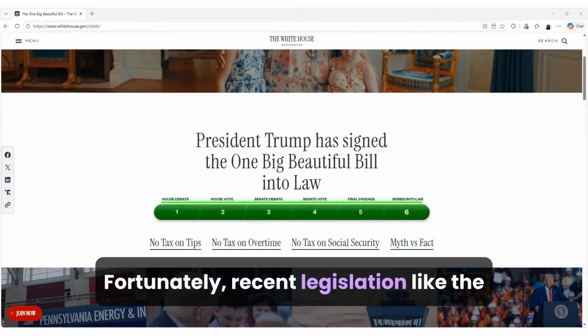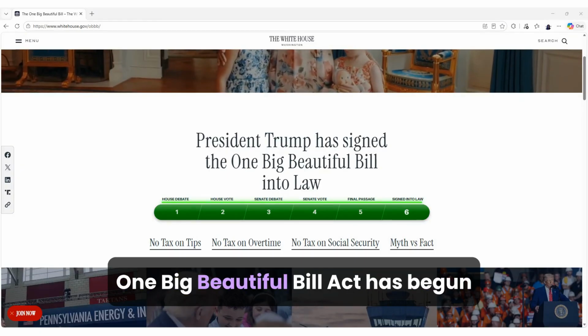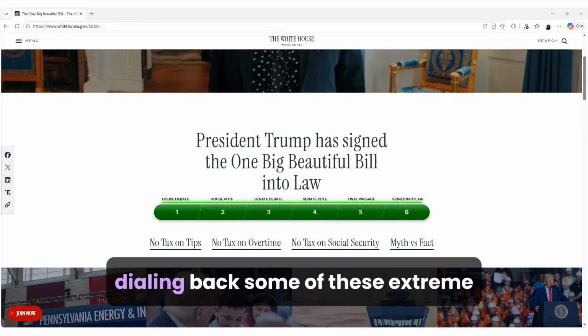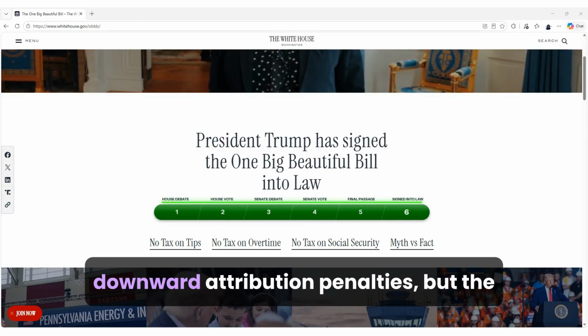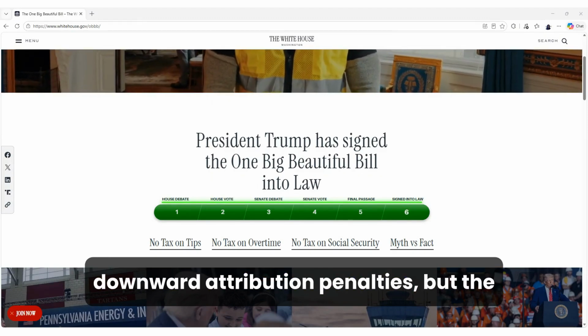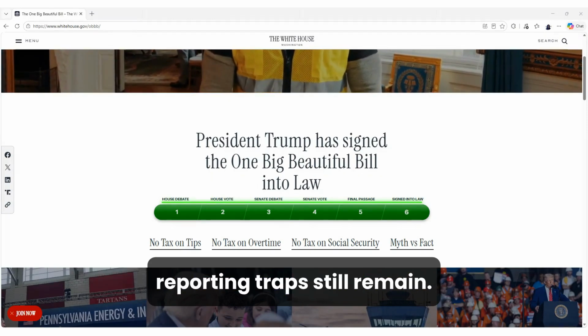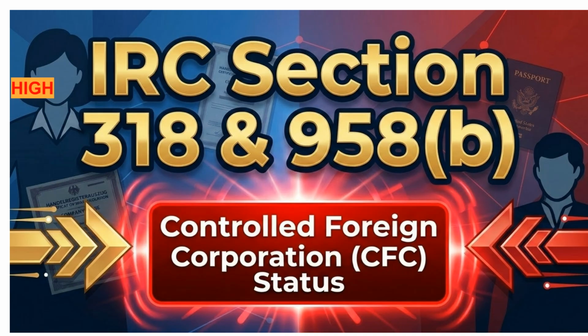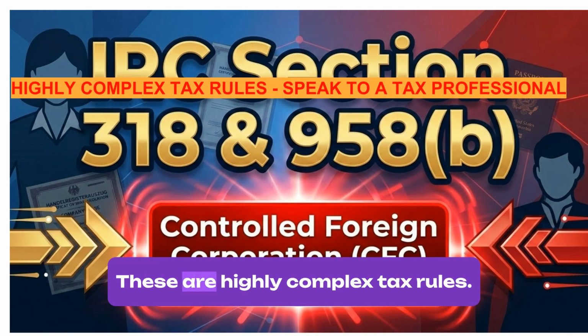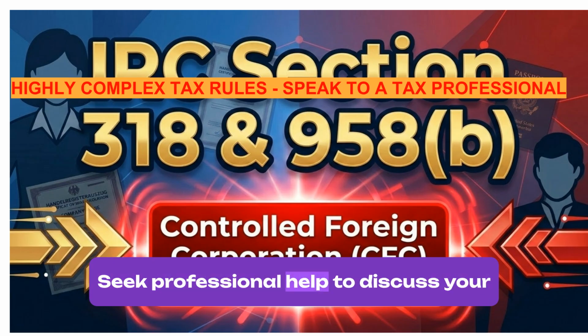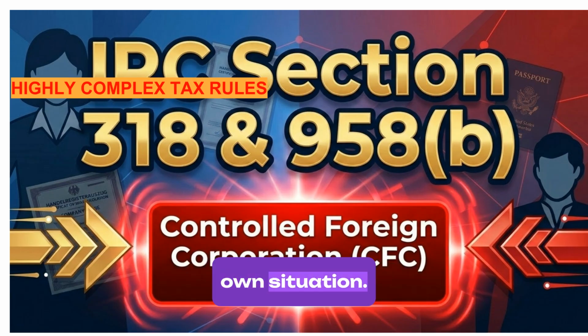Fortunately, recent legislation like the One Big Beautiful Bill Act has begun dialing back some of these extreme downward attribution penalties, but the reporting traps still remain. These are highly complex tax rules. Seek professional help to discuss your own situation.